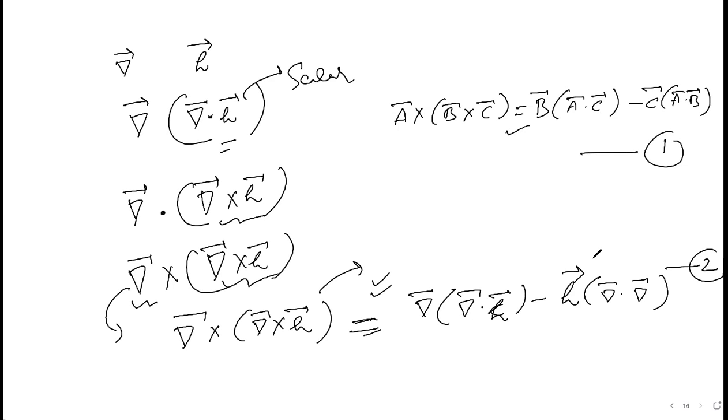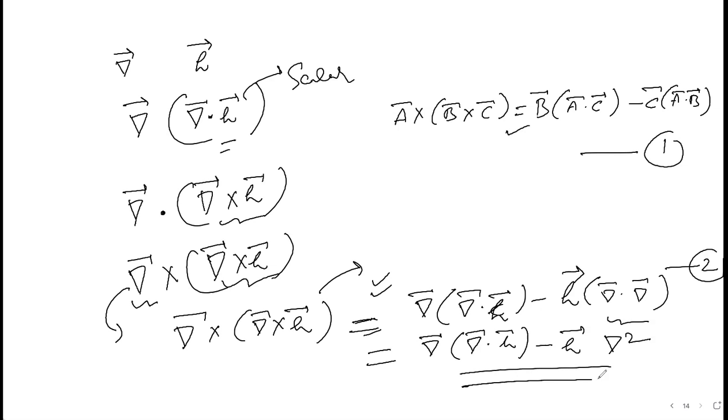So we can write del square. This del, we can replace with del square. Del square, fine. So this will be something like this. So what about now? Are these two things okay? Equation 1 and 2. This is equation 1. This is equation 2.